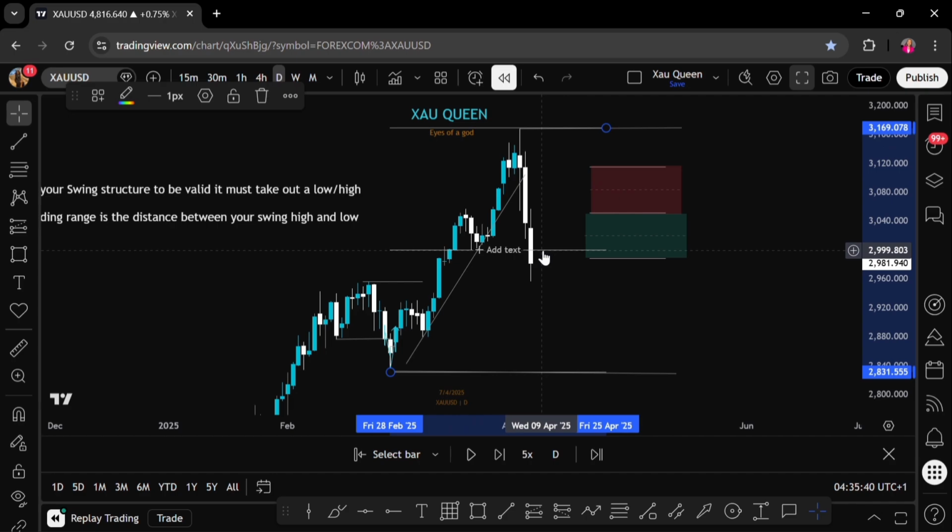Now you can see our 50%. Immediately price entered our discount zone. If you are selling, stop, unless you have mastered the concept of liquidity, because I can have a liquidity target that I expect price to take out even within that discount zone. But if you've not mastered the concept of liquidity, once price has entered discount, stop selling.